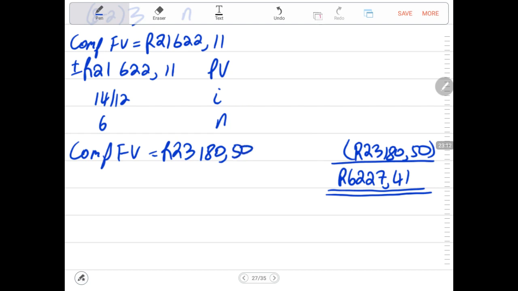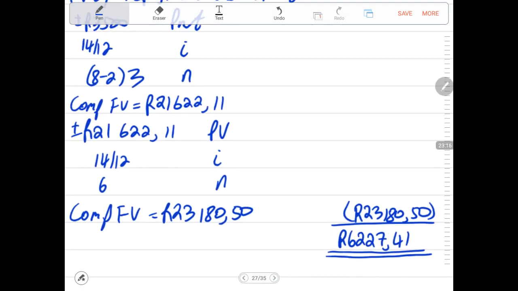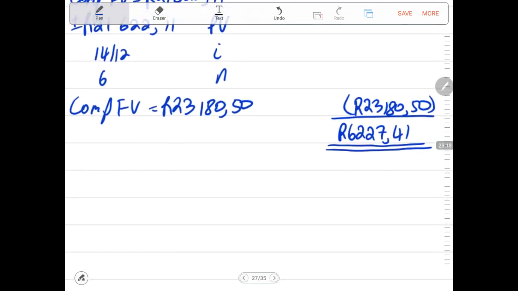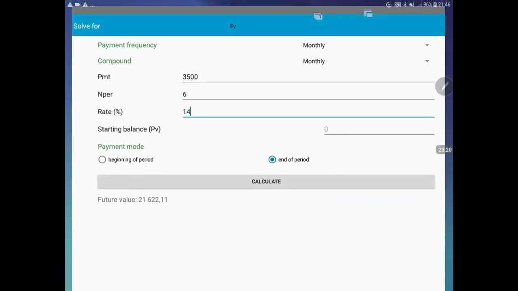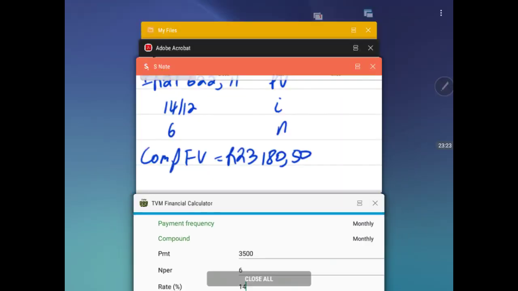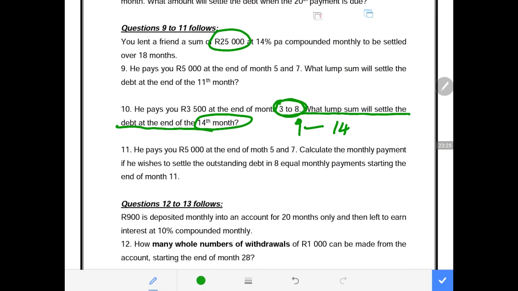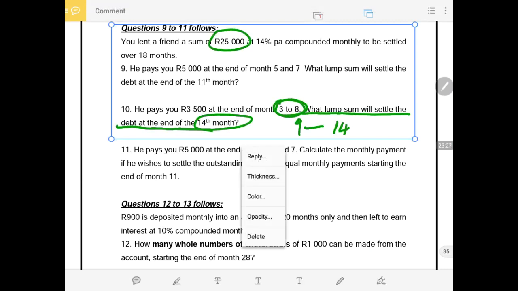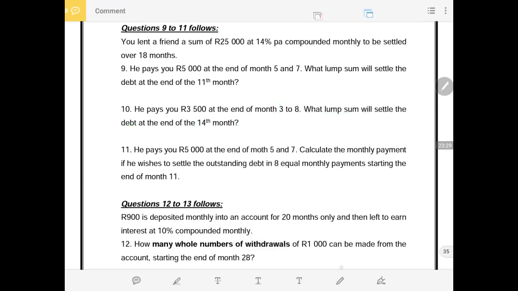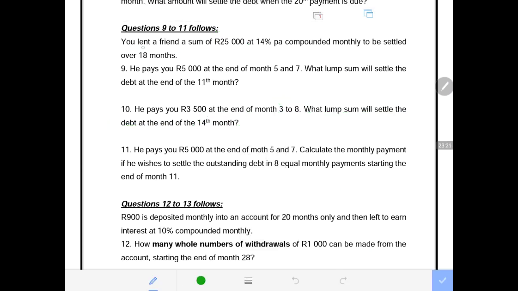Remember when we dealt with the topic of amortization. Once again, we are done with the second part of the question. Now we go to the last part of this lovely question. Again guys, we are dealing with different scenarios of how this person can pay this 25,000.